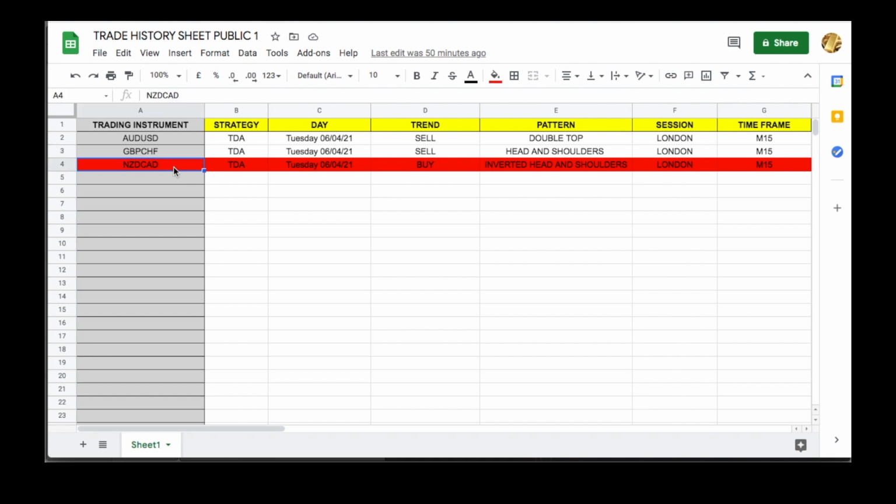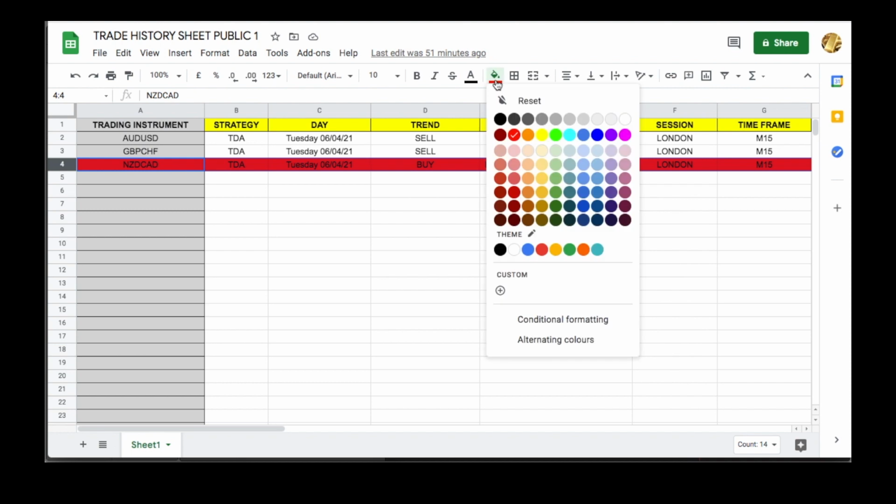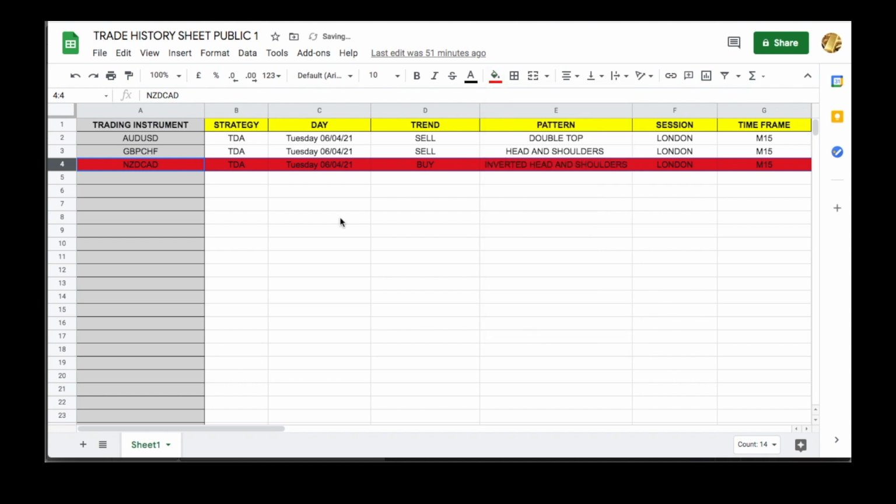So when it comes to a trade that's a loser for me, or any other colors, I'm trying to color scheme my trade history sheet. What I would do is I'll just make this one red. So I'll just click here, and then you can just click on this fill color and just change it to red right there. And that's what it does.